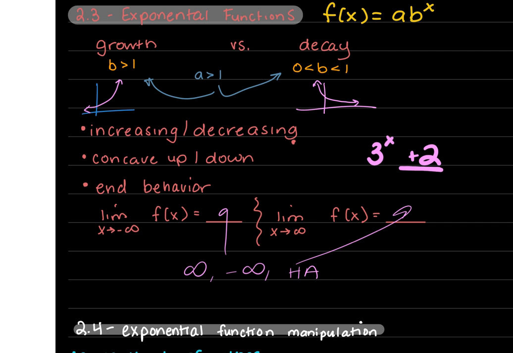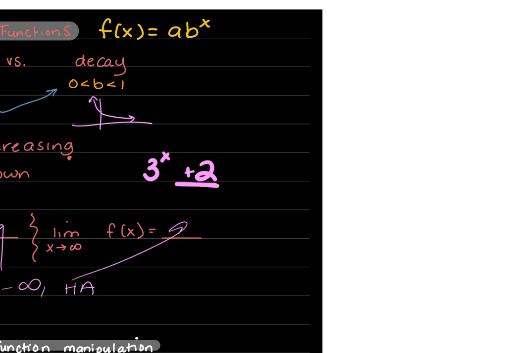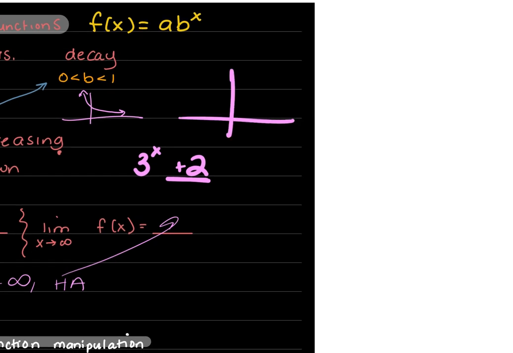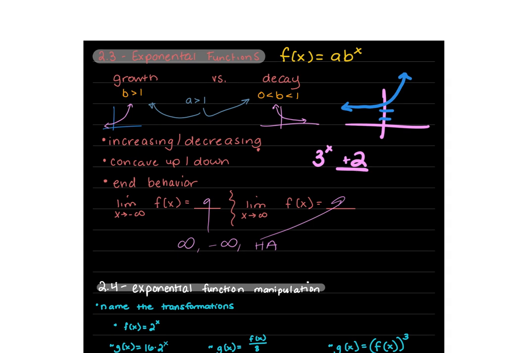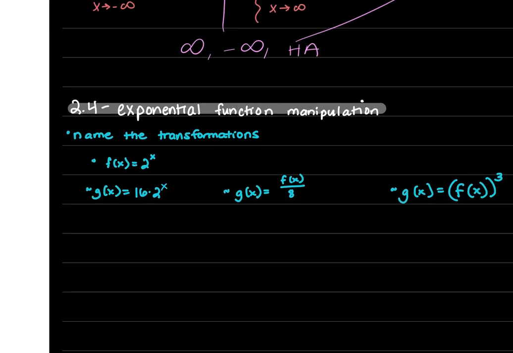Wait, so which side would be 2 and which side would be infinity? In this example, the left side is 2 because it has growth. So it would start like that. So the left side would get closer to 2. The right side would go to positive infinity. For growth, is it always going to be increasing? Yep. Growth is always increasing. Decay is always decreasing. Okay.